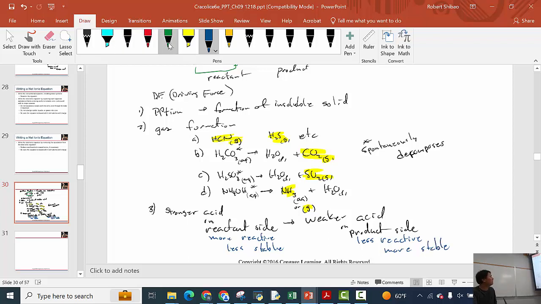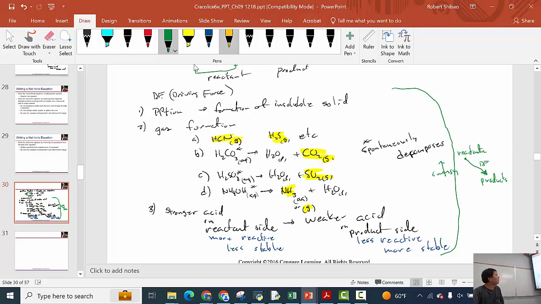So when we look at all these driving forces here, 1, precipitation, 2, gas formation, 3, stronger acid to weaker acid, all these we want to form more stable products. So driving force is going from less stable reactants. Now we can do this in terms of height here, because the higher we go, the more energy we have and the less stable it is, versus lower energy, more stable products. So this is a driving force, what we call.